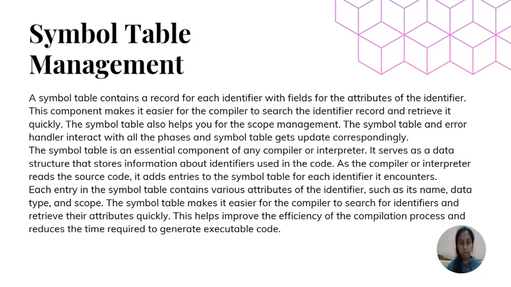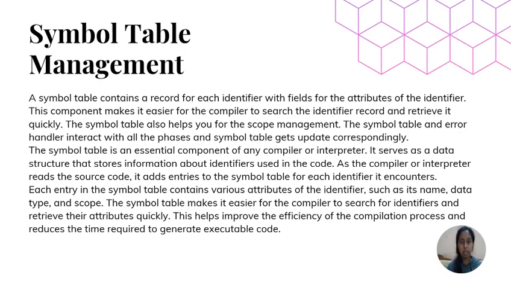A symbol table contains a record for each identifier with fields for the attributes of the identifier. This component makes it easier for the compiler to search the identifier record and retrieve it quickly. The symbol table also helps you with scope management. The symbol table and the error handler interact with all the phases, and the symbol table gets updated correspondingly.